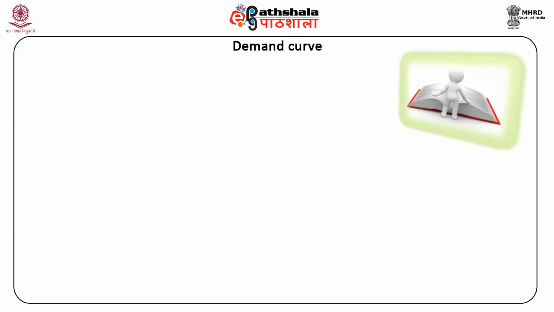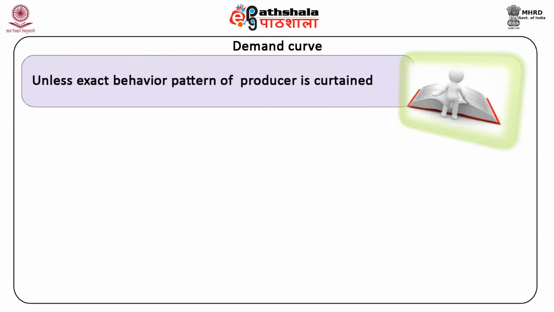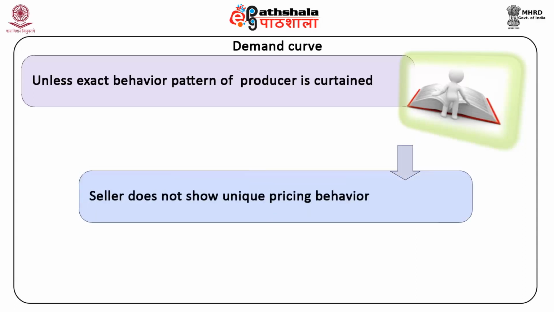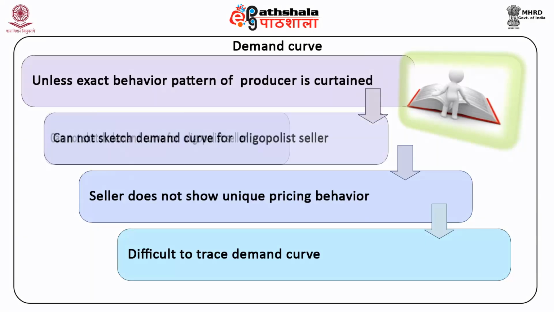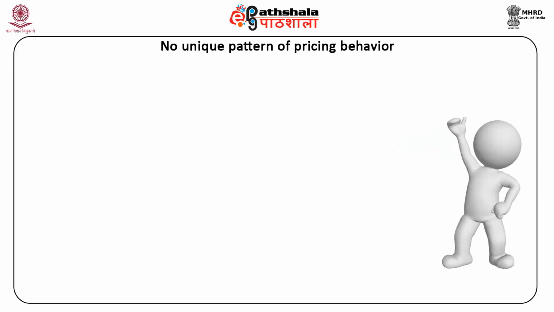It is not easy to sketch the demand curve for the product of an oligopolist seller unless the exact behavior pattern of a producer can be ascertained with certainty. Since an oligopolist seller does not show a unique pricing pattern or behavior, it is difficult to trace the demand curve for an oligopolist seller. However, some economists have sketched the demand curves based on certain assumptions, which are explained in the following section. No unique pattern of pricing behavior.